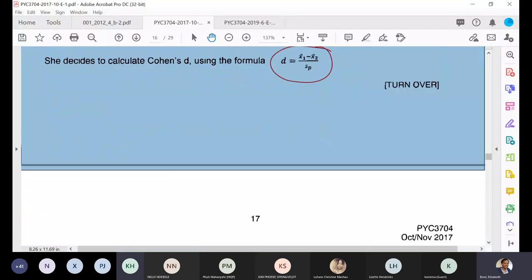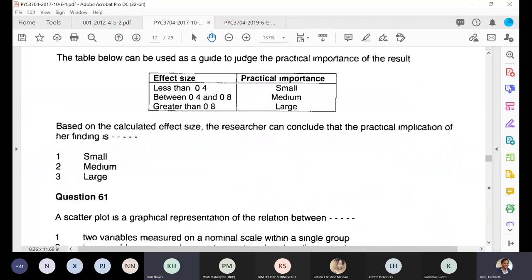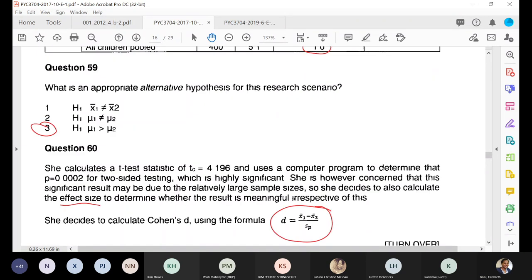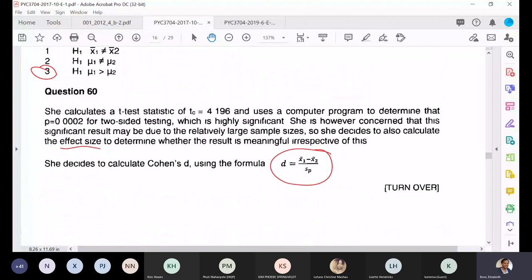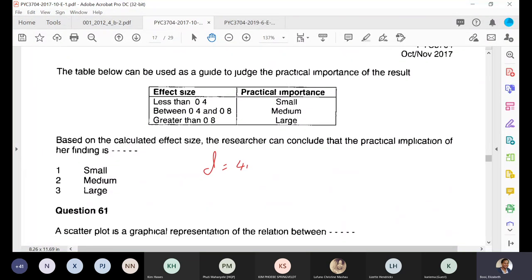The answer is 0.6. So D will be what was the value? 5.5 minus 4.9 divided by 1. What did you get? 0.6. Yes. What is the answer?